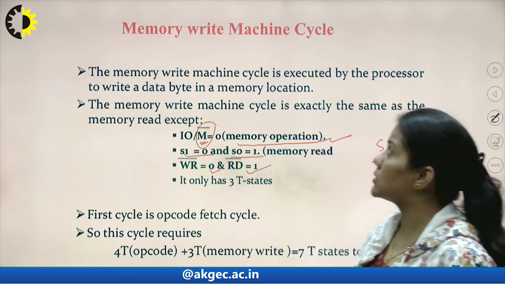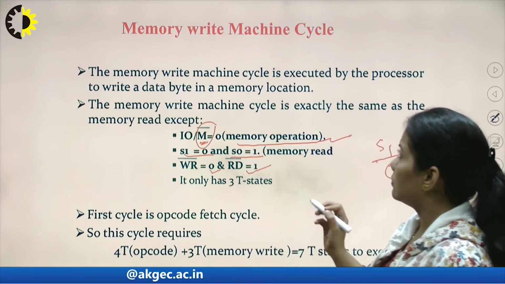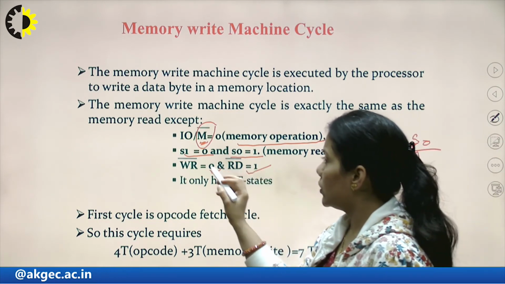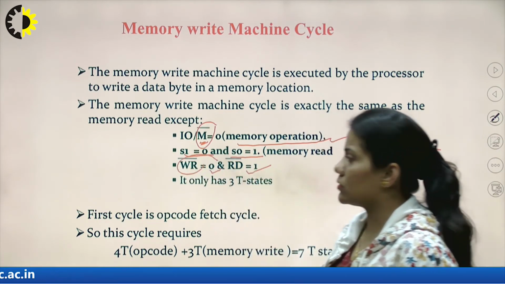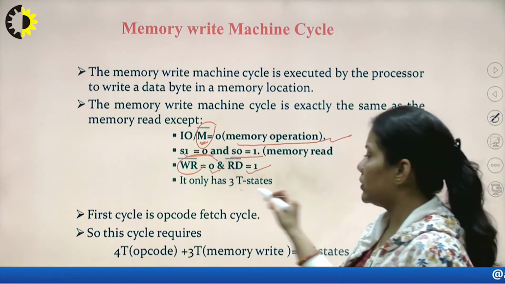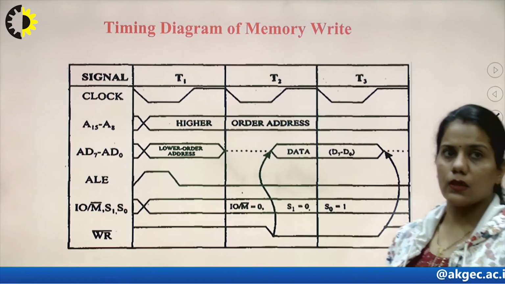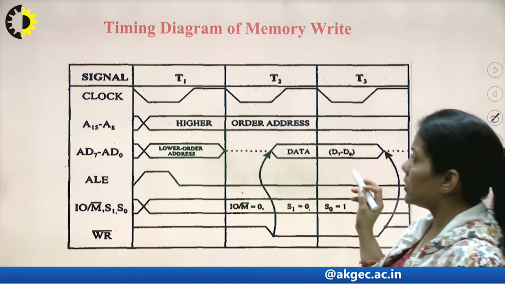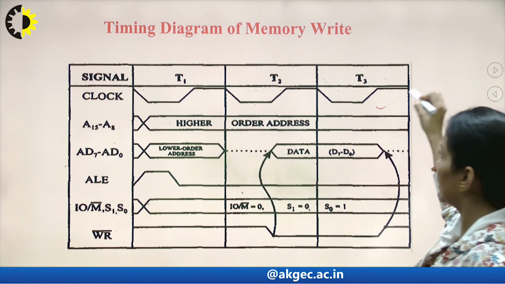Since this is memory write and those signals are active low, to activate this write operation 0 should be there, and it has only 3 states. So let's have a look. T1, T2 and T3 clock signals are denoted here.